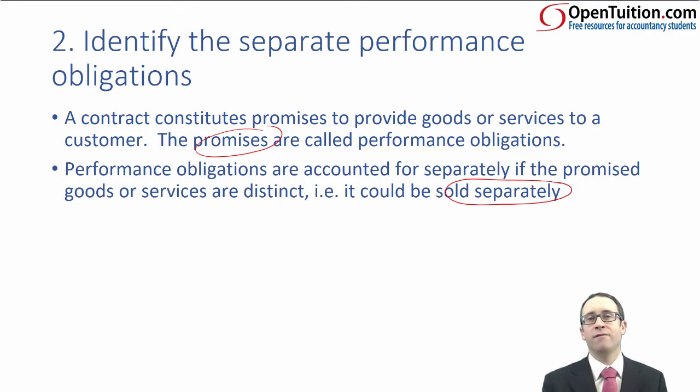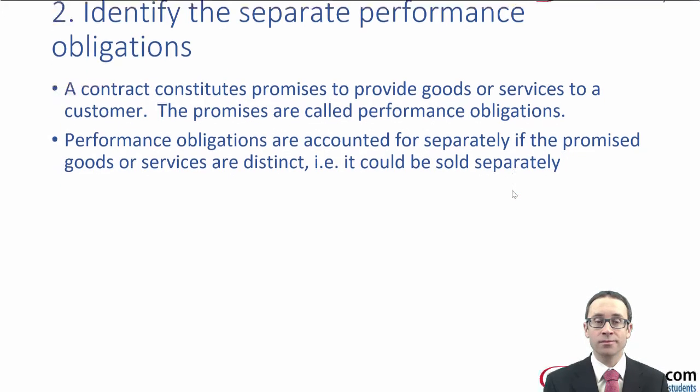So if the terms within the contract show that particular items could be sold separately, then that is a performance obligation. If they can't be sold separately, then there is no separate performance obligation. They are considered as one performance obligation to which the price will then be allocated later on.